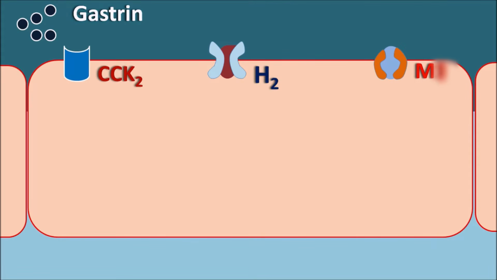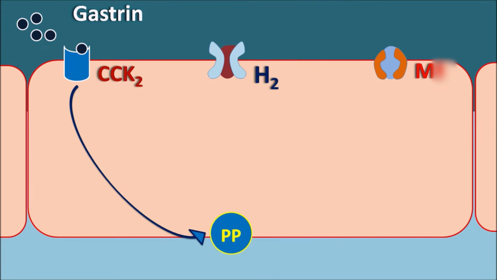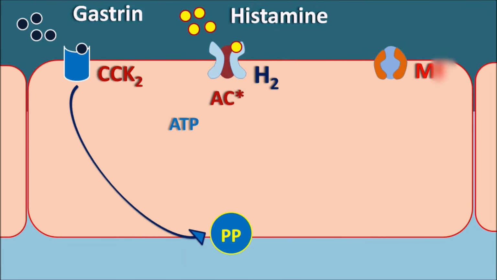Now gastrin can bind to these cholecystokinin receptors, thereby increasing protein synthesis, and one of the proteins that is going to be expressed is the proton pumps. In this way, gastrin can increase the expression of the proton pumps, which increases the gastric acid secretion. Similarly, histamine can act on the H2 receptors, and once they are activated, they result in the activation of the adenylyl cyclase system. This adenylyl cyclase system then converts ATP into cyclic AMP.